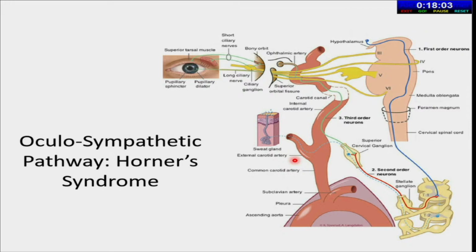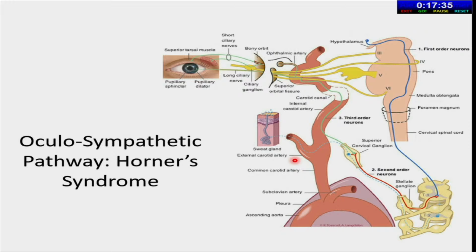It synapses there at the C8 T1 area on the sympathetic ganglion, from where the second order neurons will start climbing up. So it has already gone far down, almost to the apex of the lung area. Then it rises up as a second order neuron, going to the superior cervical ganglion, and from there it goes further toward the ciliary ganglion in the orbit. So that's the third order neuron, which goes beyond the ciliary ganglion in the orbit.